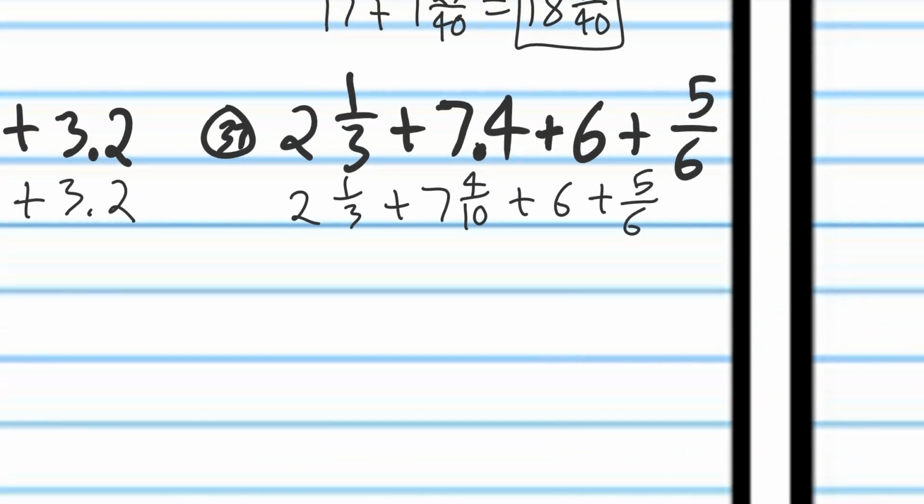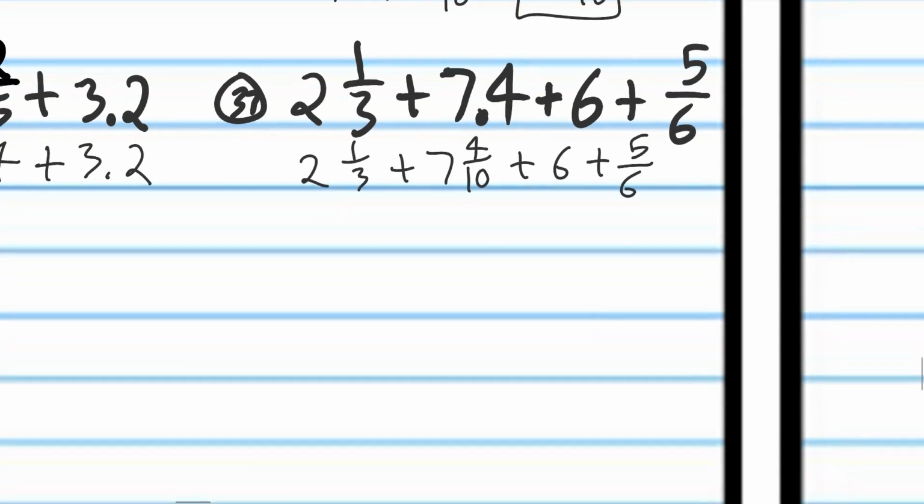All right, so the common denominator is going to be 30. So multiply both sides of this fraction by 10, and you get 2 and 10/30ths. Multiply both sides of this fraction by 3, and you get 12/30ths. And multiply both sides of this fraction by 5, and you get 25/30ths.